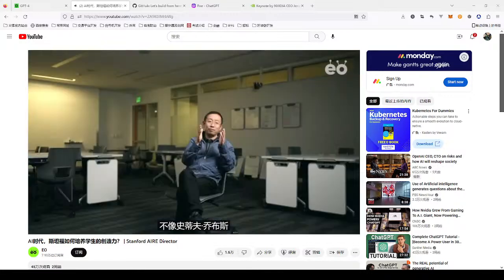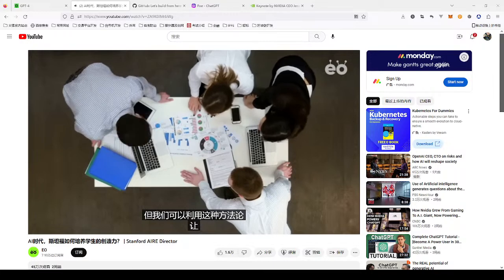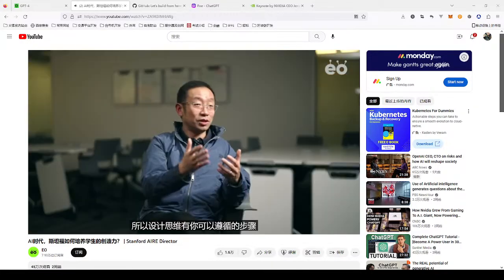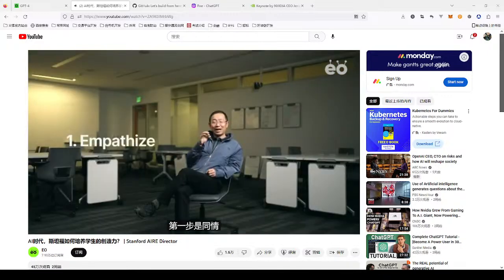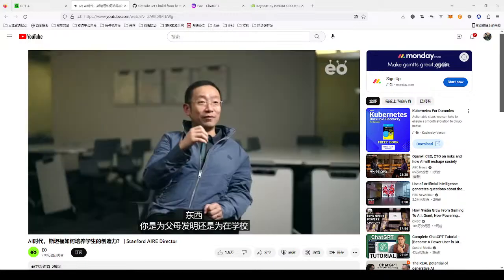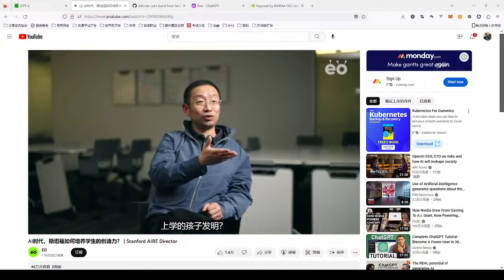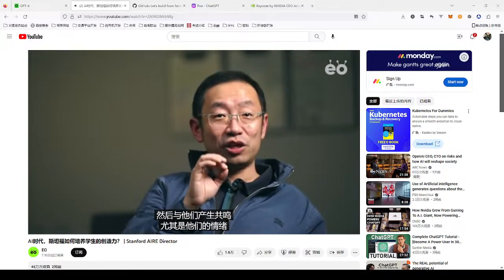We do not make you as innovative or creative as Steve Jobs or Elon Musk. However, we can use this methodology to make you more creative or innovative than yourself. So design thinking has steps that you can follow. The first step is empathize. First, you have to understand who you're inventing for. Are you inventing for your parents, or are you inventing for children who are studying in school? You have to understand who the users are. Then you empathize with them, especially their emotions.